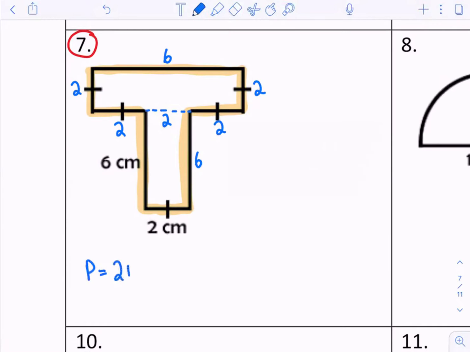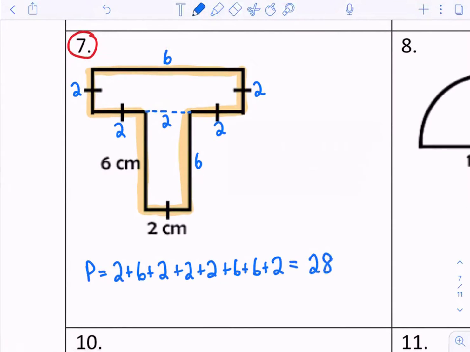So I have 2 plus 6 plus 2 plus 2 plus 2 plus 6 plus 6 plus 2. Make sure you only add up the outsides. Do not add this extra piece in the middle. Okay, so I'm just going to count how many 2's there are. There's 1, 2, 3, 4, 5 2's. So 5 times 2 is 10. And 3 6's are 18. So 10 and 18 is 28. Very good. No calculator needed. So there's one example, an irregular shape.